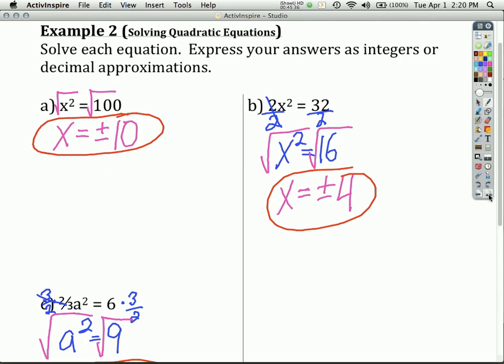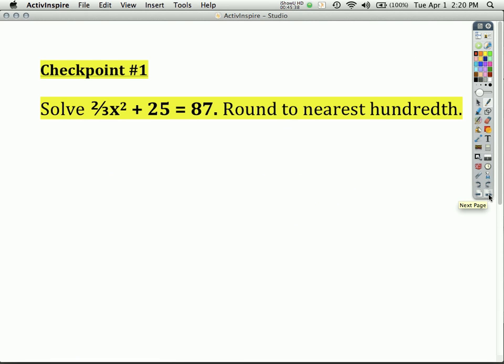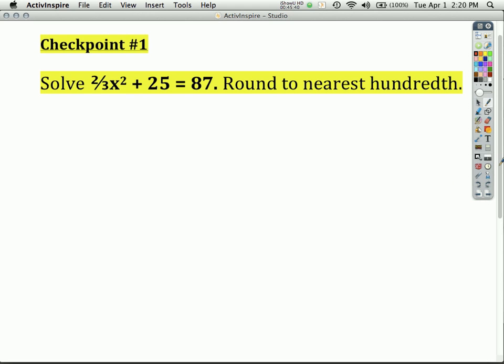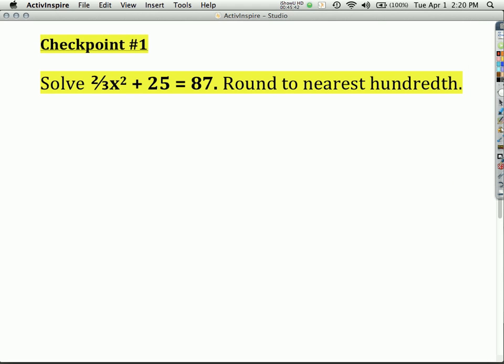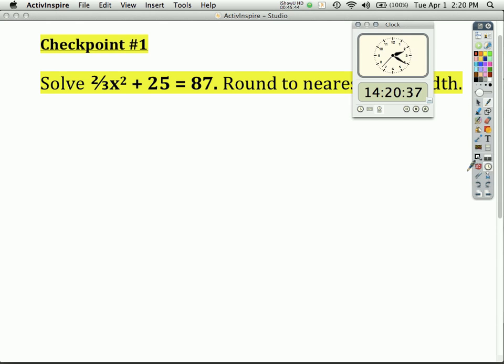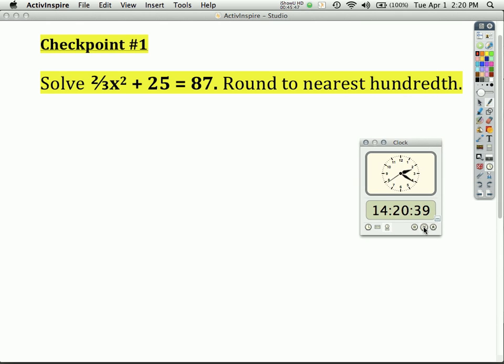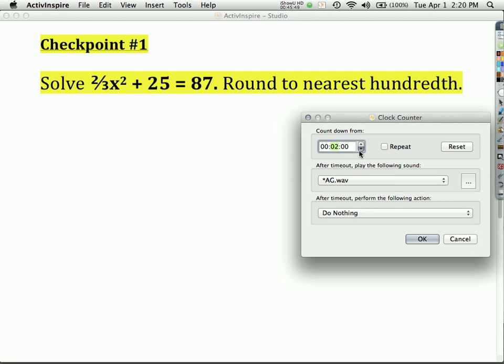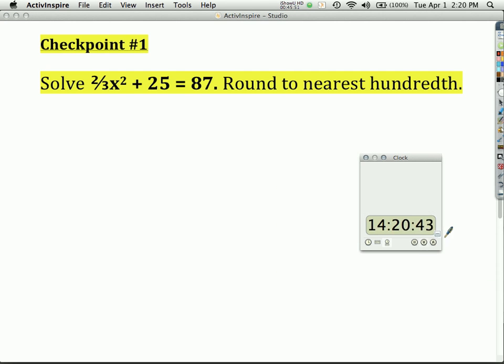All right, let's see how you do on your own. Checkpoint number 1. Solve this and round to the nearest hundredth if necessary. Two minutes.